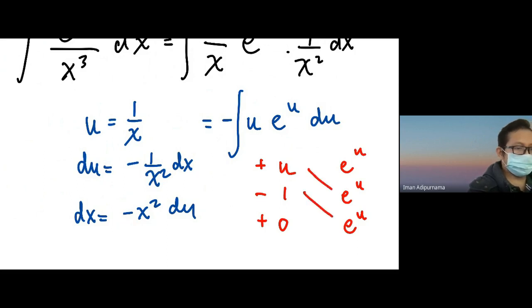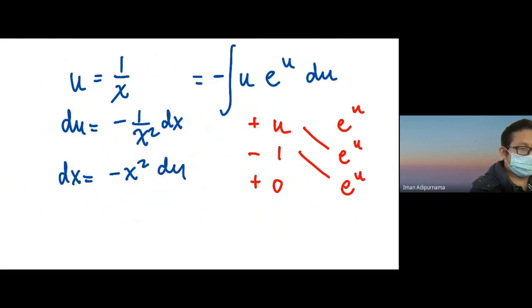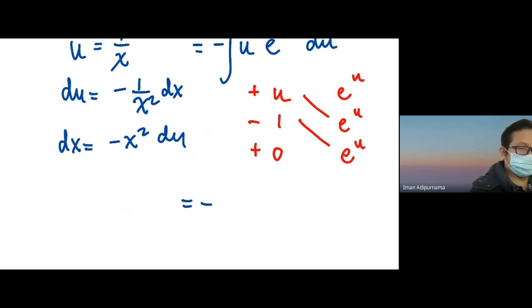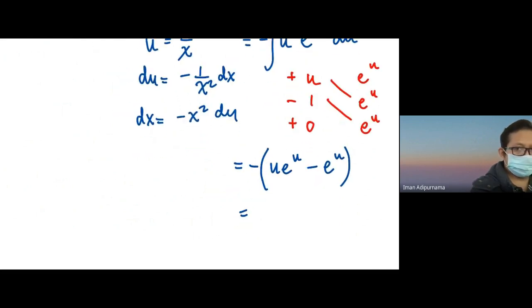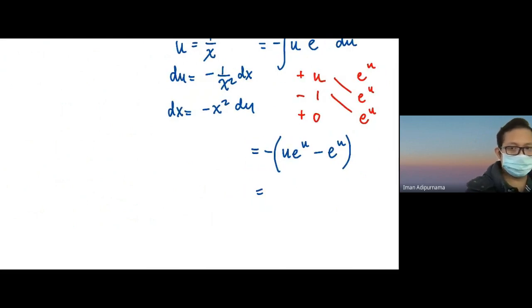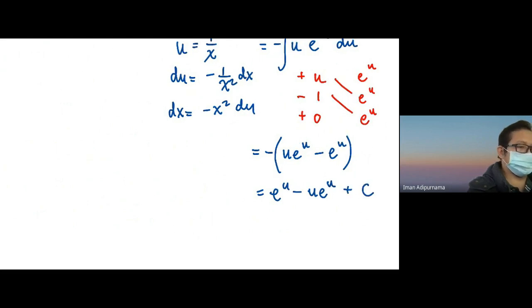Because it's zero, so we can skip that part. So we will have minus u e^u minus e^u. Or in our case, this will be e^u minus u e^u plus, let's say plus c first, okay?